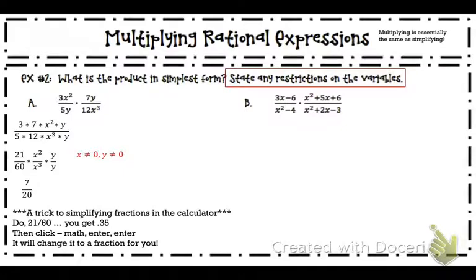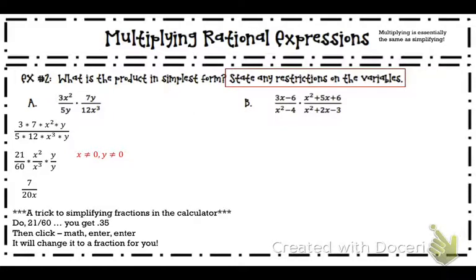Okay, I'll go over that in class too, but if you just put the fraction in there, push math, enter, enter, it changes it to a fraction. So that 21 over 60 reduces to 7 over 20. X squared over x cubed is 1 over x, so the x just goes in the bottom. Y over y cancels, so we're just left with 7 over 20x. And that's your answer there. Okay, now let's look at example B.